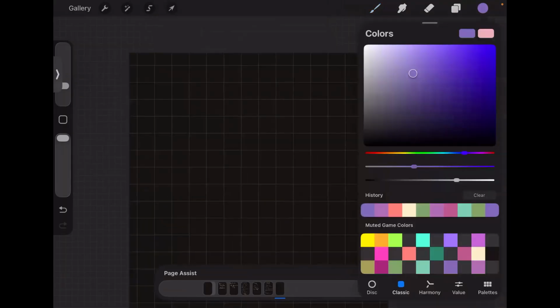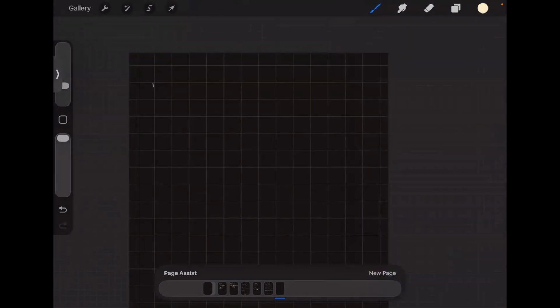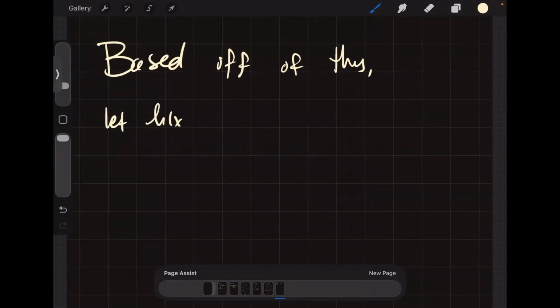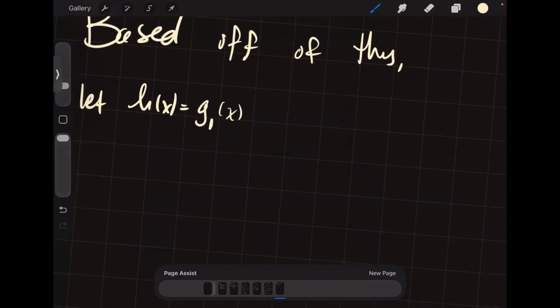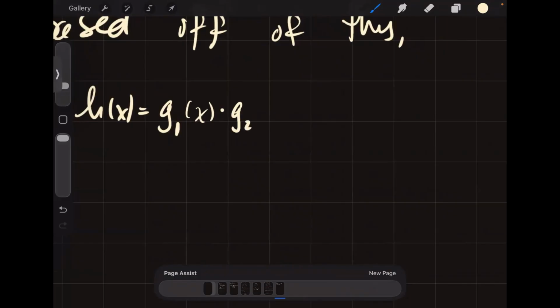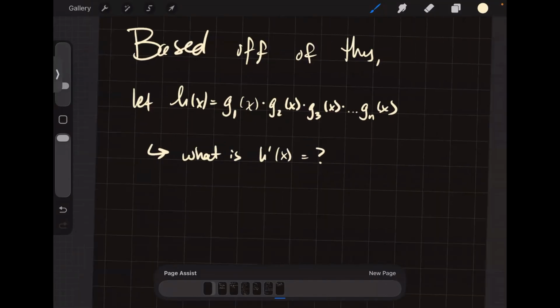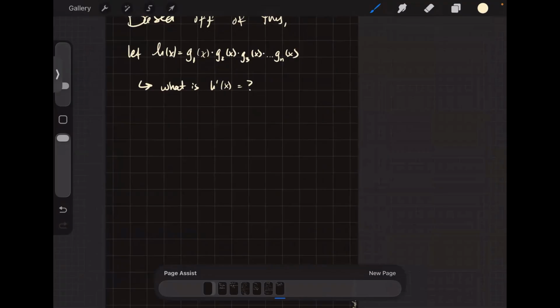In particular, I'm going to ask you, based off of this, let h of x be g sub 1 of x, again just some function g1, times g2 of x times g3 of x, times some amount of them. What is h prime of x equal to? Okay. All right, good.